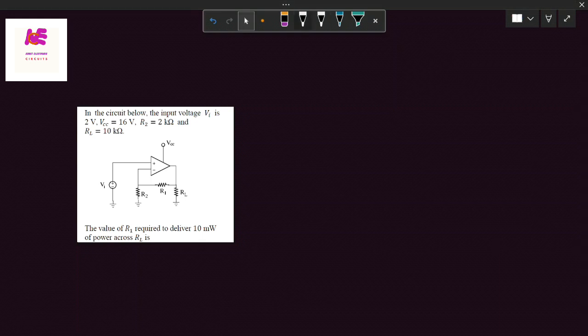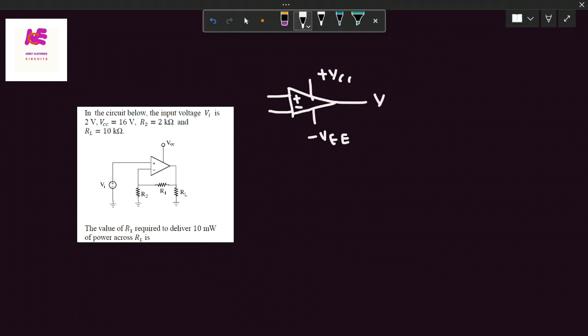So let's see the basic of the operational amplifier. So this is the operational amplifier. Say this is positive, this is negative terminal. So positive terminal is nothing but the non-inverting terminal. Negative terminal is nothing but the inverting terminal. This is supply VCC. This is minus VEE supply. This is output voltage.